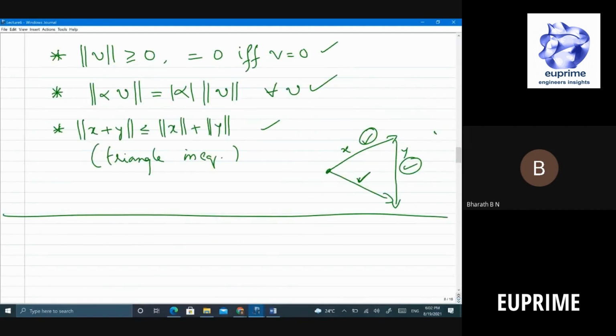And then we also saw that this norm, or the notion of length, satisfies certain properties, right? First of all, it's non-negative because it's length. The second thing is, if you look at the length of the scaled vector, it should be the length of the vector scaled by that much, right? It's the modulus of alpha times the norm of the vector, and the triangle inequality.